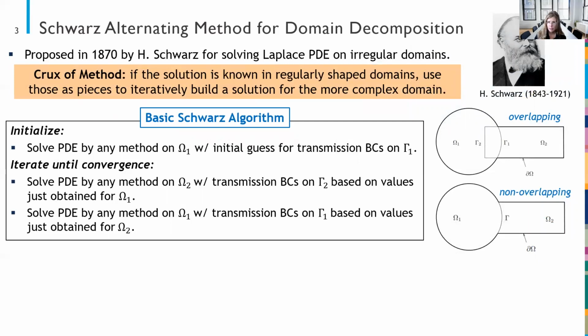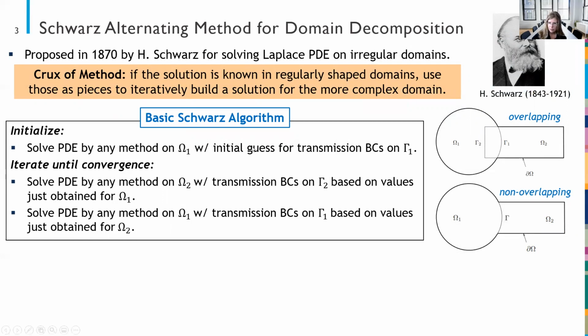It's probably the oldest domain decomposition method out there, proposed in 1870 by Hermann Schwarz for solving the Laplace equation on irregular domains. And it's based on a very simple idea that if you want to solve a problem on a complex domain, you can decompose that domain into simpler subdomains and then use solutions on those simpler subdomains to iteratively build a solution on the more complex domain.